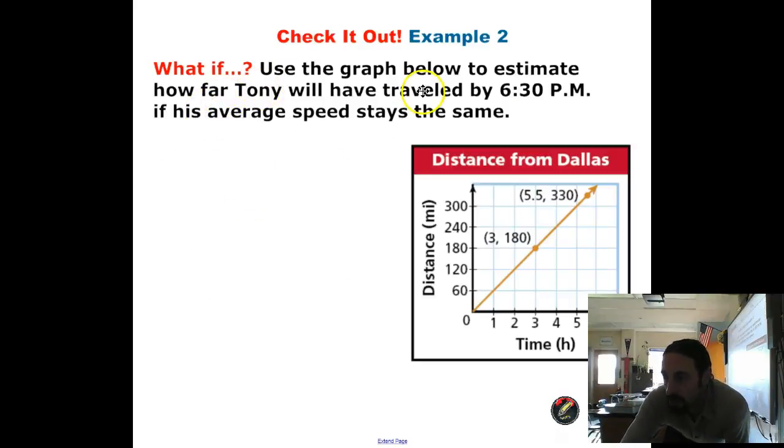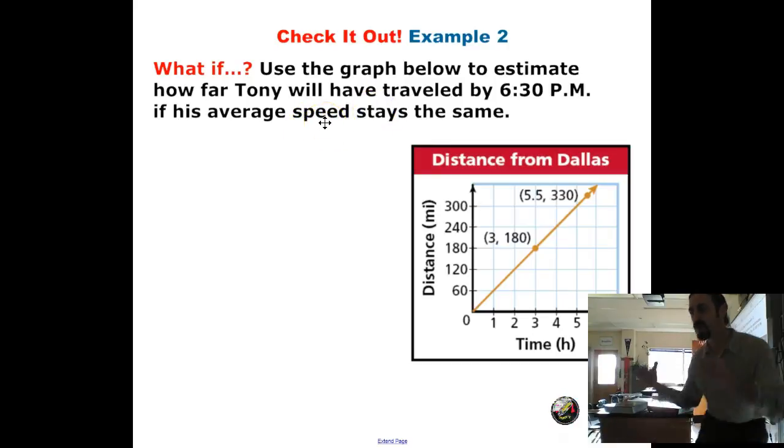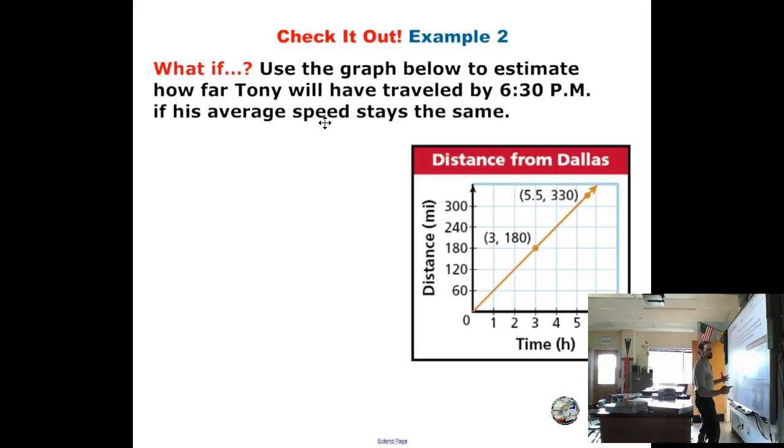So let's try a little problem that has something to do with this. It says, use the graph below to estimate how far Tony will have traveled by 6:30 if his average speed stays the same. So, if he went 180 miles in 3 hours, he's traveling at a rate of 60 miles per hour. So wait, I know what his slope is. I didn't have to use the slope formula to do it. I could have. If you want me to do slope formula, okay.